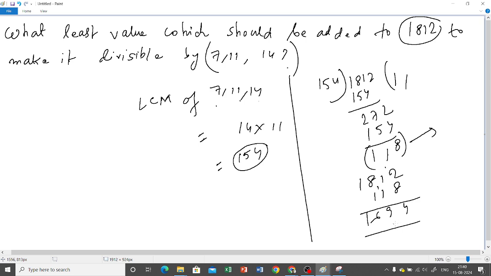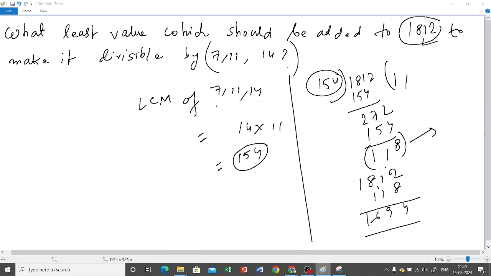Okay, so 1694. So 1694 is the number which is perfectly divisible by 154. Now it says what to add to this, so as to make it perfectly divisible.